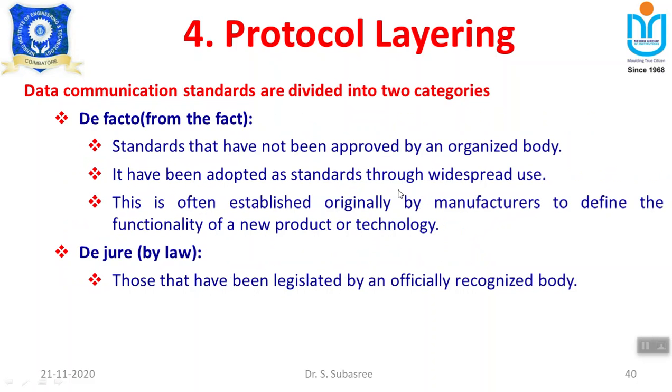Generally, data communication standards are divided into two categories. One is called de facto and the other is called de jure. So what is the meaning of de facto? Standards that have not been approved by an organized body. That is called de facto. So the fact may be correct, but it is not a standardized one. Nobody has approved it. Then it is called de facto. De jure is nothing but those that have been registered by an officially recognized body. They declared this product or this communication medium is a standard one, de jure. Then it means that it is following the rules and regulations, the standards.